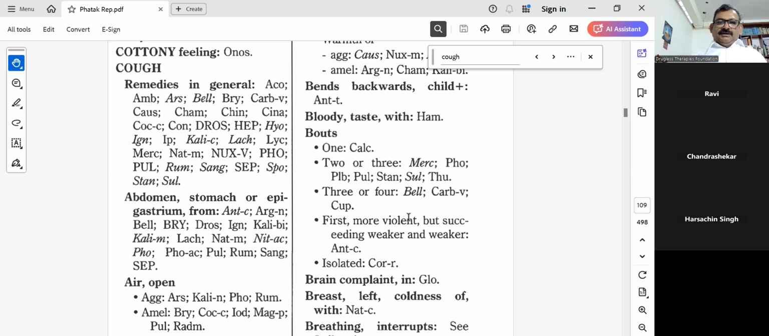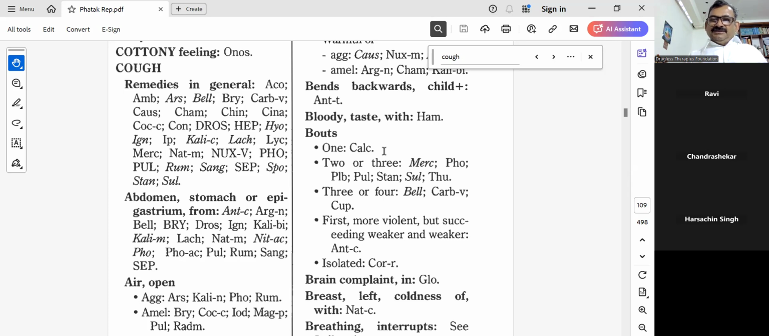Okay, then bouts. Bout means how many coughs they are making. Based on that also we can say, आपको पूछना है कि हाँ, cough बोले तो, if you are coughing, how many times do you cough? How many times do you cough? If they cough only once, it is generally covered in Calcarea carb.